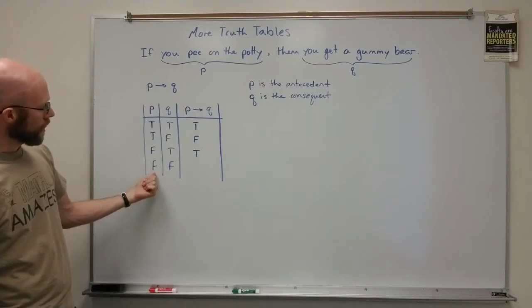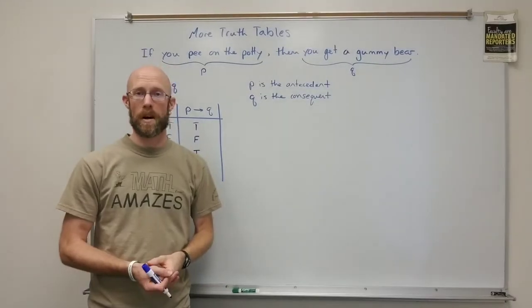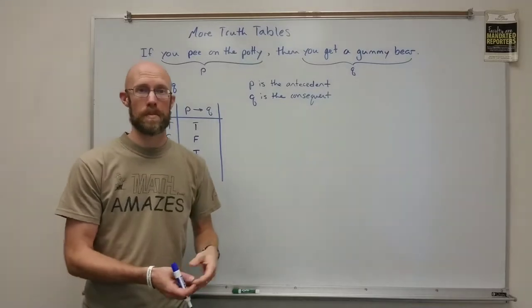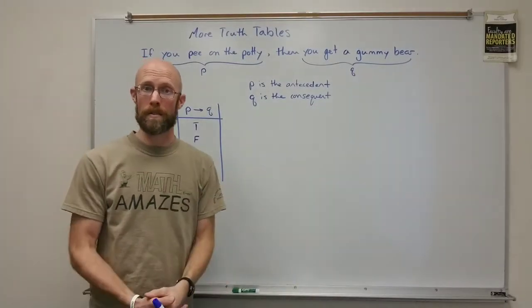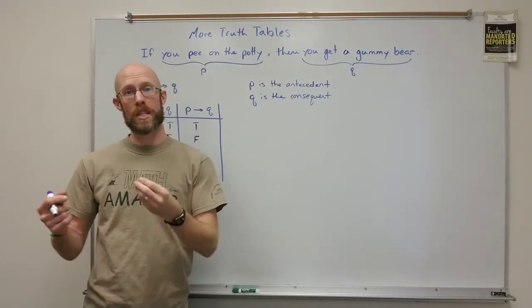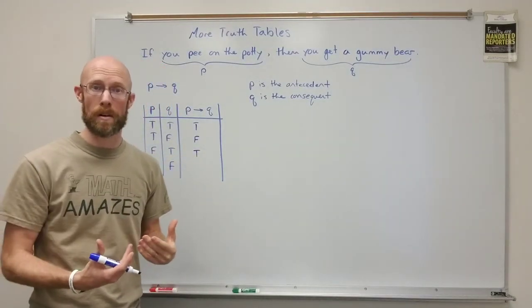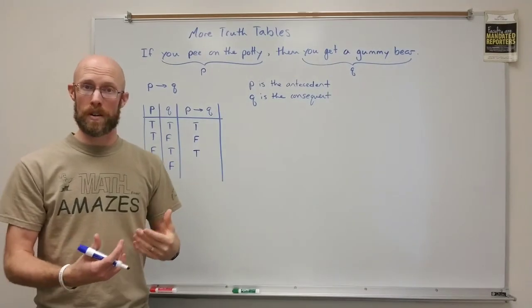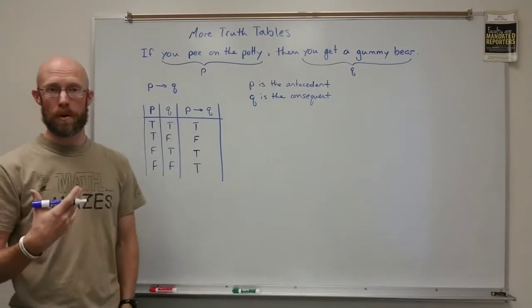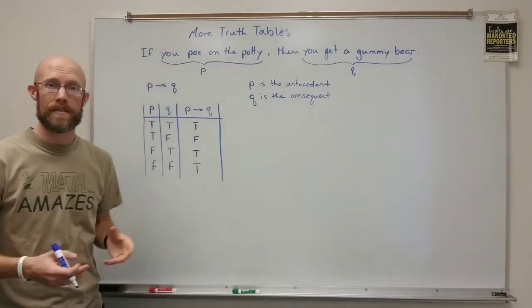And here, again, if she didn't pee on the potty and she didn't get a gummy bear, well, that kind of makes sense too, right? That's a possibility. Maybe that's the only reason she would be getting a gummy bear, right? And so we don't know. This statement doesn't tell us anything about what happens if she doesn't pee on the potty, right? So I haven't broken my word if I withhold the gummy bear. I also haven't broken my word if I give her the gummy bear if she doesn't pee on the potty. So in that case, because I haven't broken my word, I haven't lied, we would say the conditional statement is still true, right? I haven't said anything wrong.